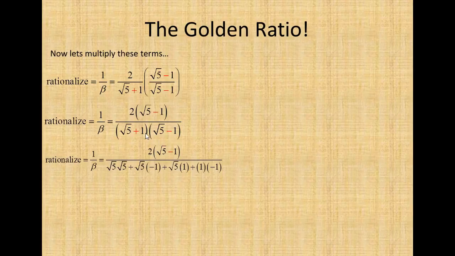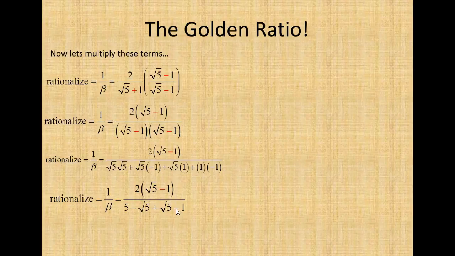And if we multiply these out, we get square root of 5 times square root of 5, square root of 5 times minus 1, 1 times square root of 5, and 1 times minus 1 is minus 1. Okay. So we multiply these out and add them together. Square root of 5 times square root of 5 is 5. Square root of 5 times minus 1 is minus square root of 5. Square root of 5 times 1 is plus square root of 5.